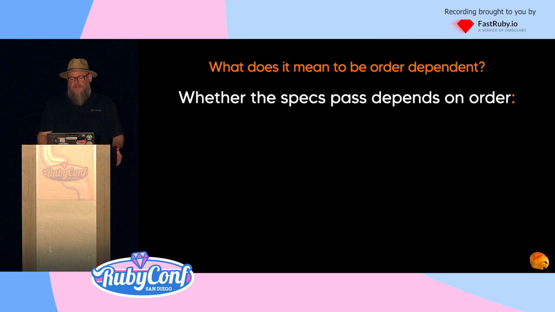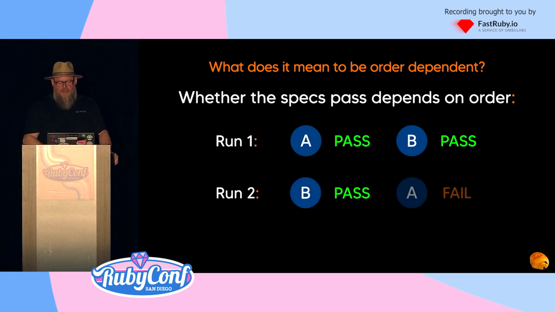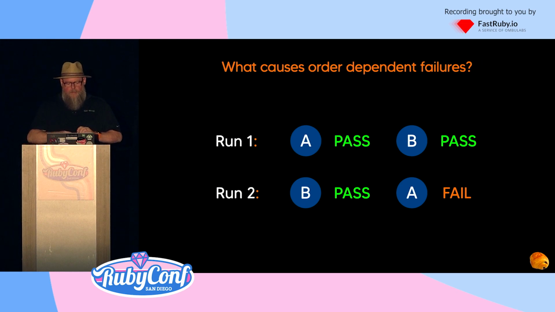Order dependent specs are specs that pass in isolation but fail when run with other specs in a specific order. So for example, if both test A and test B pass when run in alphabetical order, but test A fails when run after test B, that makes test A flaky and test B leaky. But what does that mean, leaky? Remember, these specs are making an invalid assumption about the environment. And that environment includes all the shared state that they have access to.